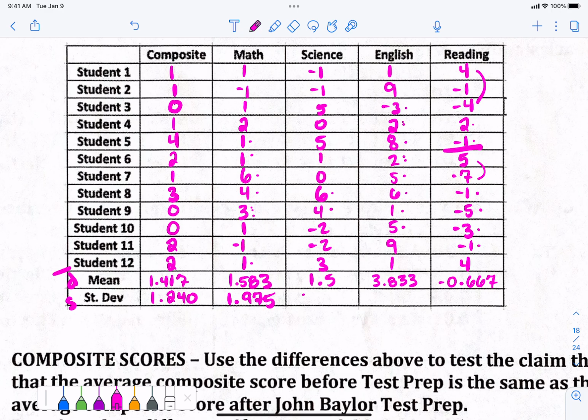I don't know for sure. 2.939 is the standard deviation. Stat, edit. Clear, I got 2 of these left.